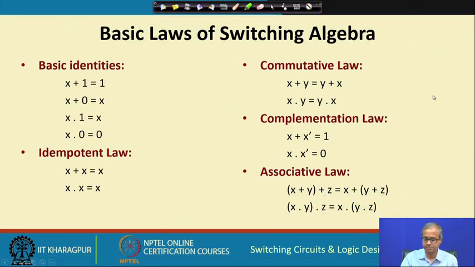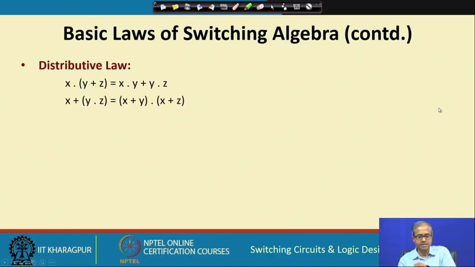Some more laws. Distributive law. You see, now you are coming to slightly complex rules. Distributive law looks very similar to the algebra that we have studied in school. x and (y plus z) is (x and y) plus (x and z), just like multiplication and addition we know. But the second expression is slightly different.